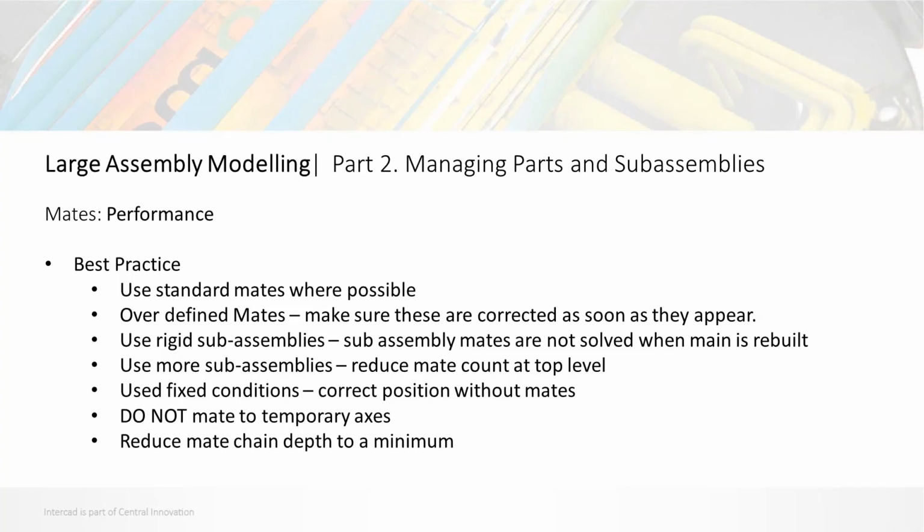I think I've probably mentioned that enough times. Use fixed conditions. You can get the correct position without using any mates. So normally when you drop your first component or sub-assembly into an assembly, you should be able to position that using a fixed mate at the origin, rather than trying to mate it. And if you set that up beforehand, then you should be able to just drop it in using a fixed condition. Do not mate to temporary axes. There's a long list of issues with doing this, so make sure you're not using that in large assemblies. It's going to cause you a bit of grief. Reduce the mate chain depth to a minimum.